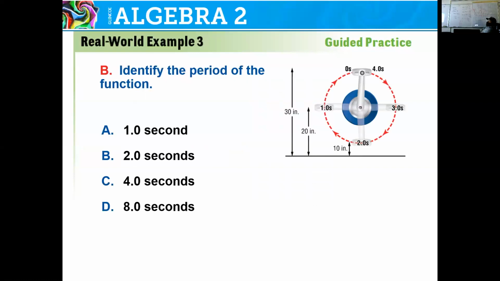Okay, identify the period of the function. How long does it take to make 1 full rotation? Well, it was given to us in the problem, and from the diagram, you can see it's 0, 1, 2, 3, 4. We begin a new period every 4 seconds. So the period, or we begin a new cycle every 4 seconds. So the period of the function is 4 seconds.